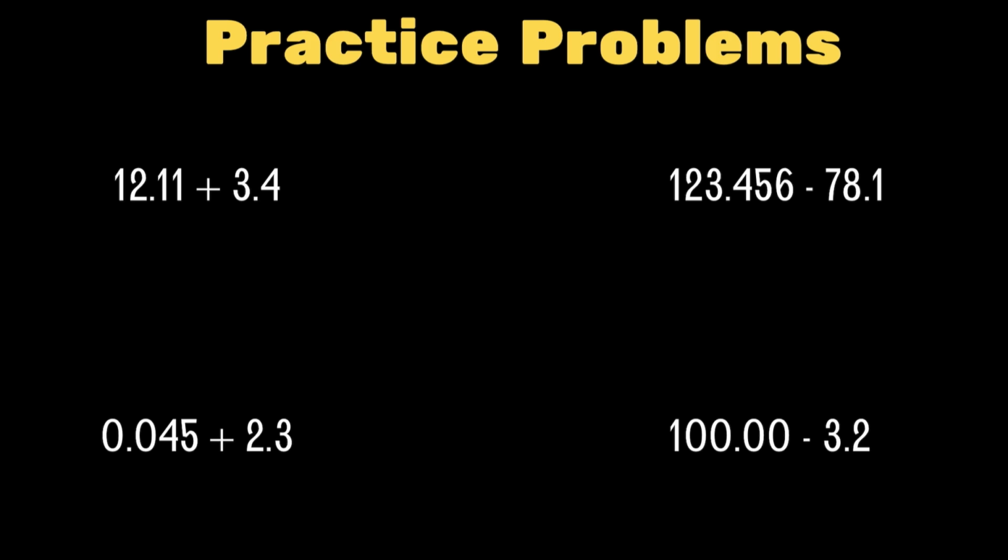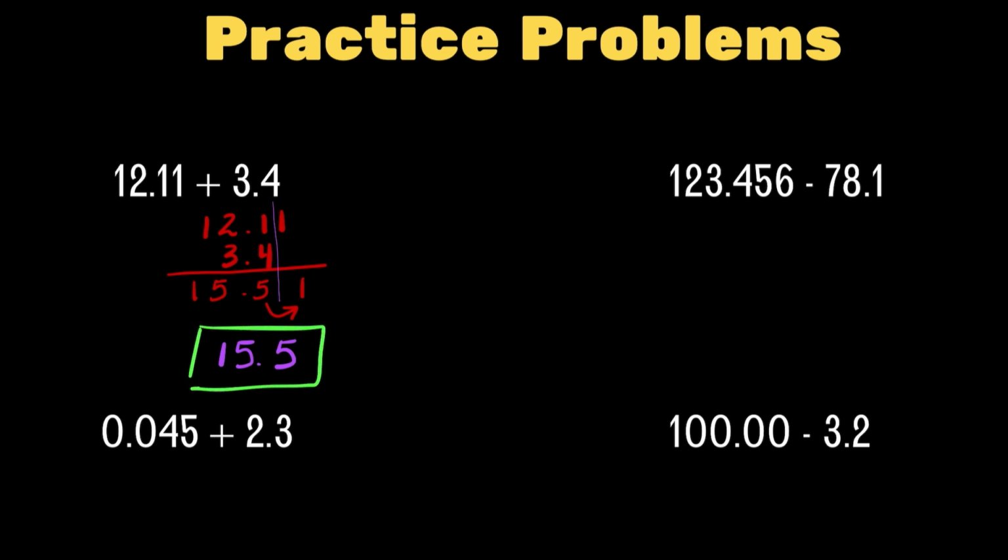Let's go over the first one. I'm going to rewrite it like this. And here I can see that I only need to include one decimal place in my answer. So if we add them, we get 1, 4 plus 1 is 5, 5 and 1. Since the number next to the 5 is a 1, then we don't need to round up our answer. So our final answer would be 15.5.